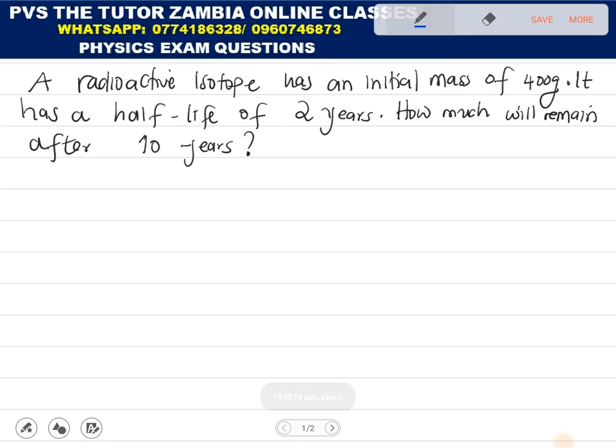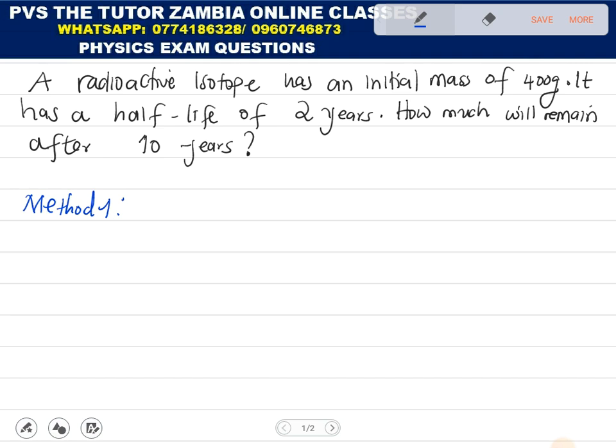Welcome to this radioactivity question, which says a radioactive isotope has an initial mass of 400 grams. It has a half-life of 2 years. How much will remain after 10 years? There are two ways of answering this question, and I'm going to show you both methods. Let's look at method 1, whichever is okay for you, depending on how you understand it.